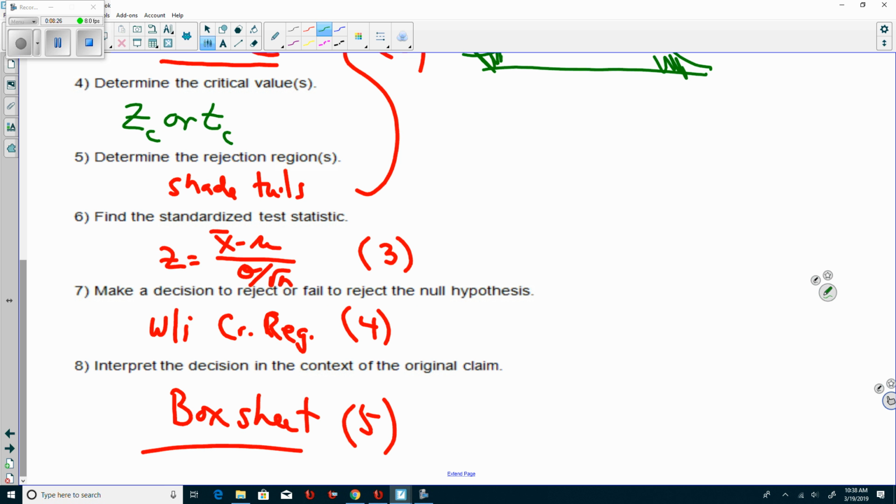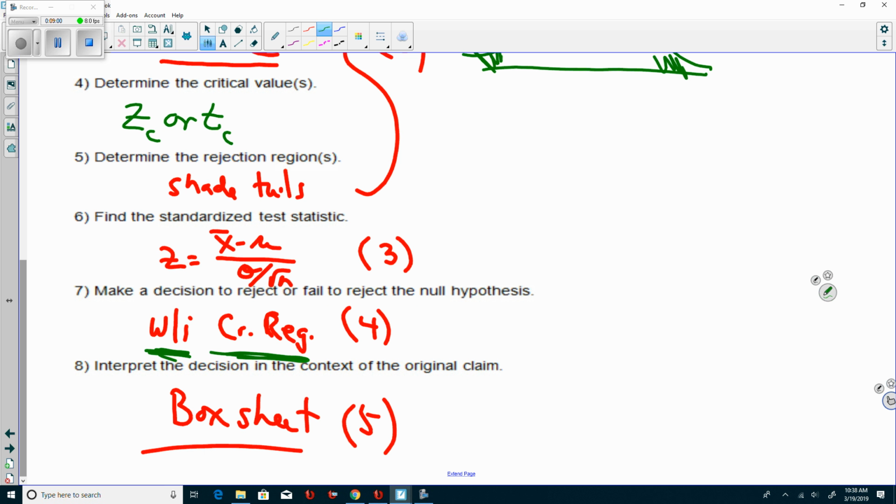And then make a decision to reject or fail to reject the null hypothesis. Okay, this is where it gets a little weird. You're not finding a p-value, and you're not comparing it to the level of significance. So here, you tell me, does it fall within the critical region or does it not fall within the critical region? That's what you tell me. And then interpret the decision in the context of the original claim.